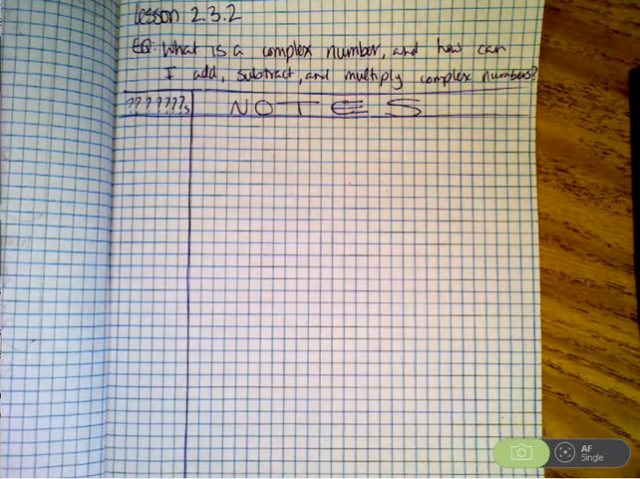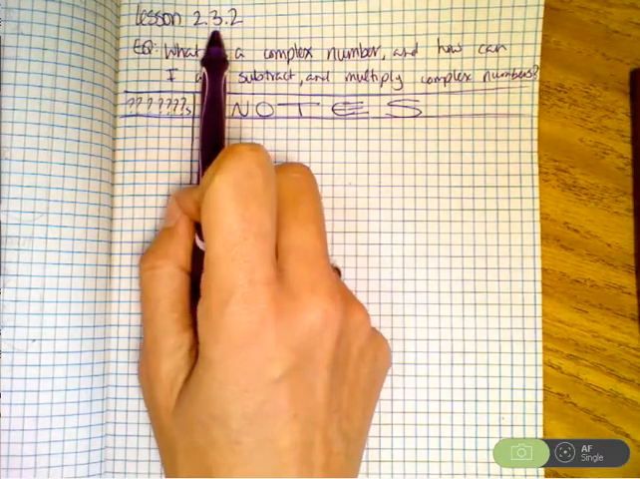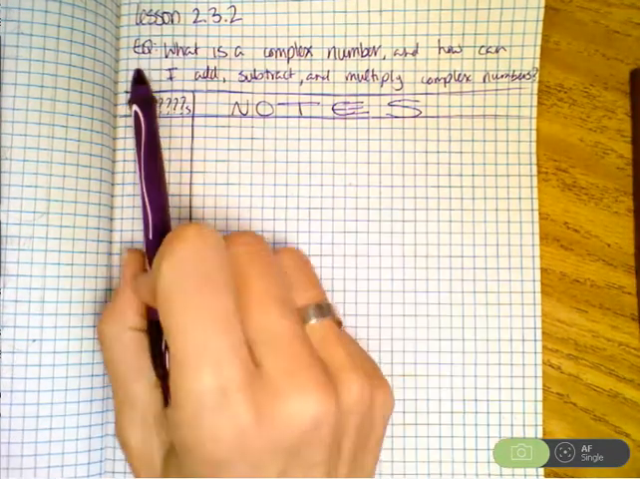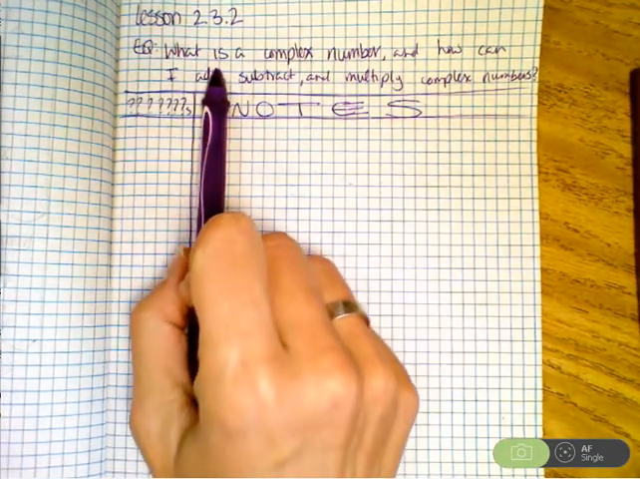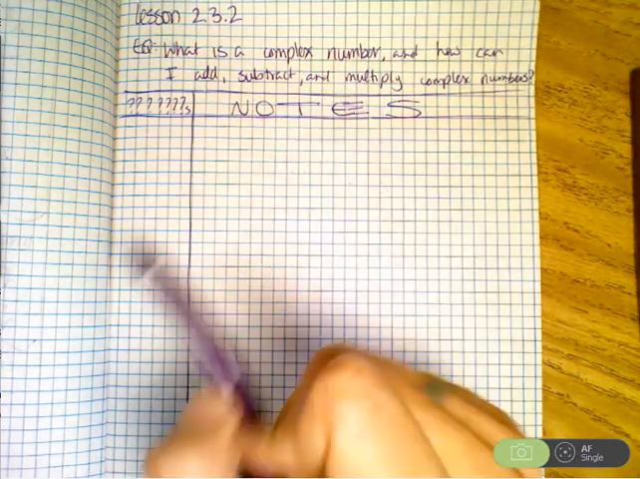Today we're going to be talking about lesson 2.3.2. 2 is the unit we're on, 3 is the module, and 2 is the lesson in the book. So that's where those numbers come from. Our essential question today is, what is a complex number, and how can I add, subtract, and multiply complex numbers?